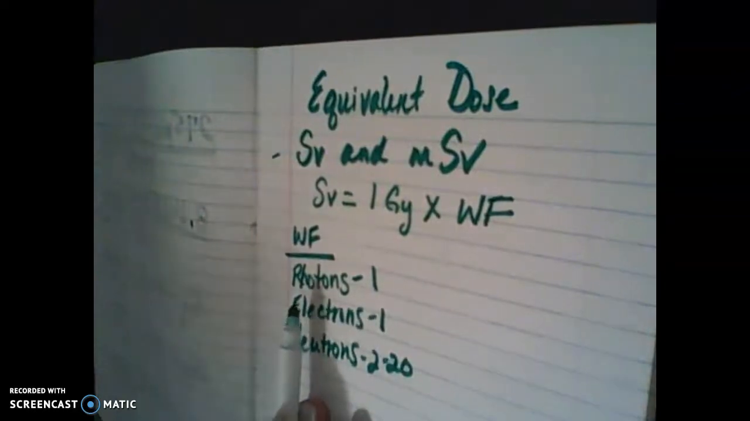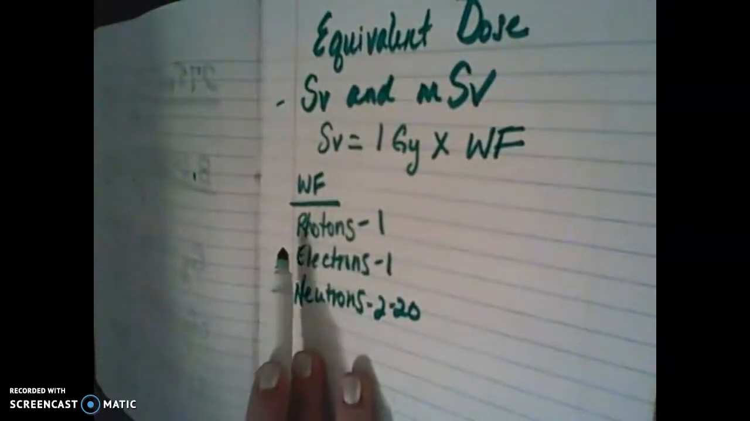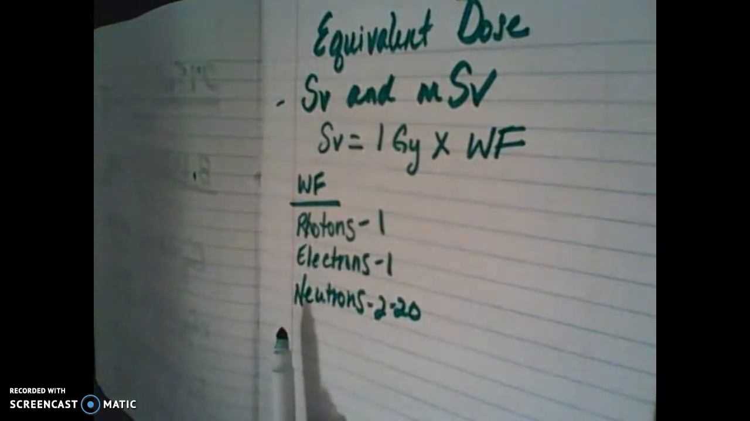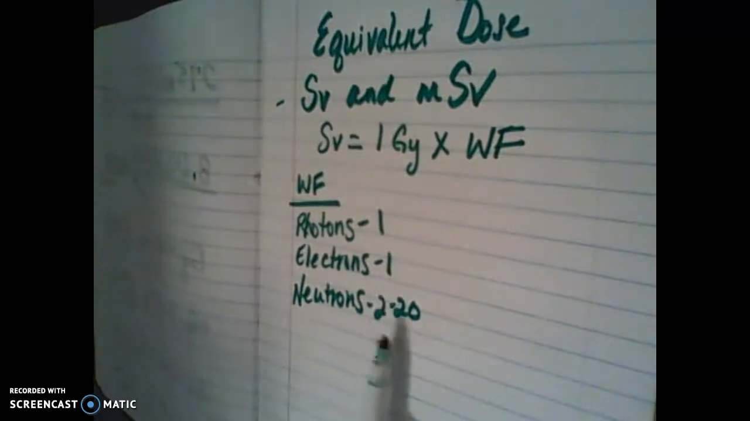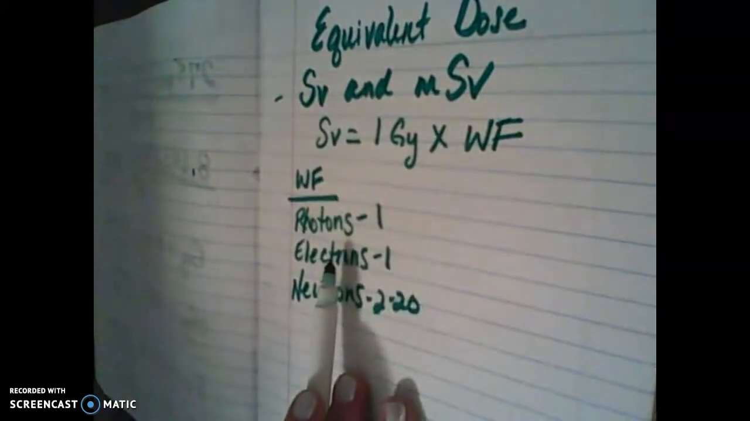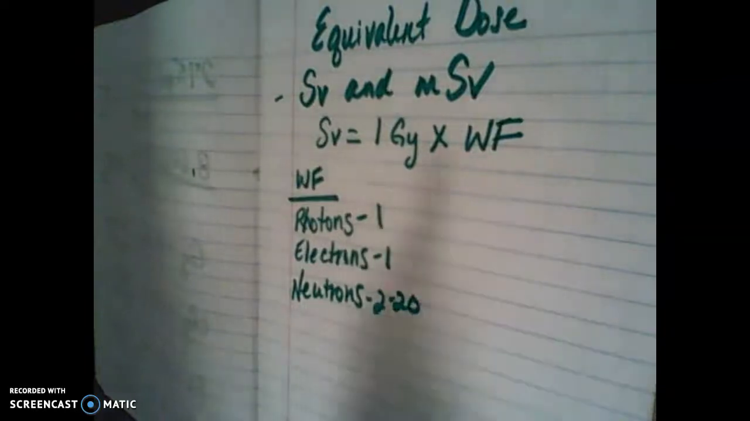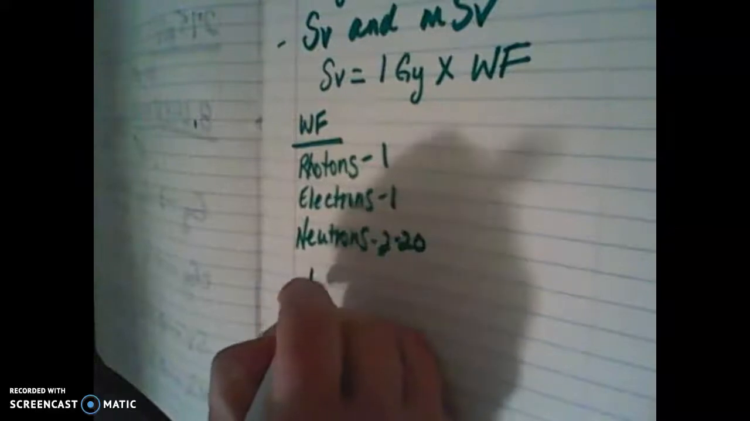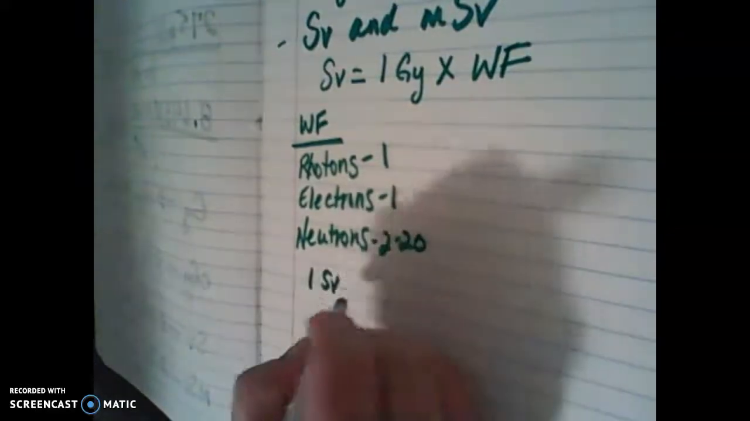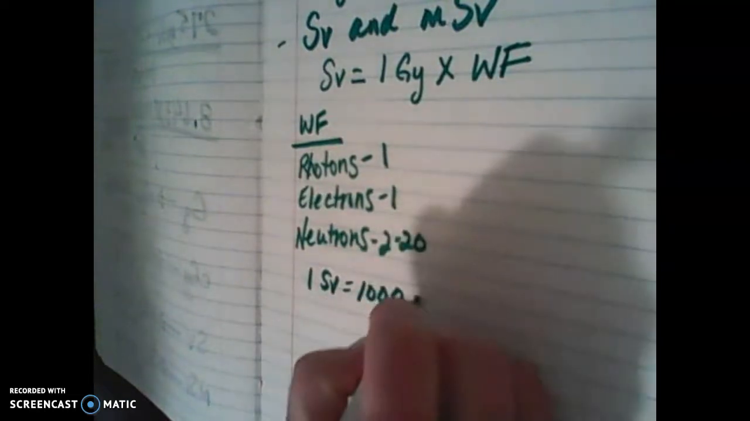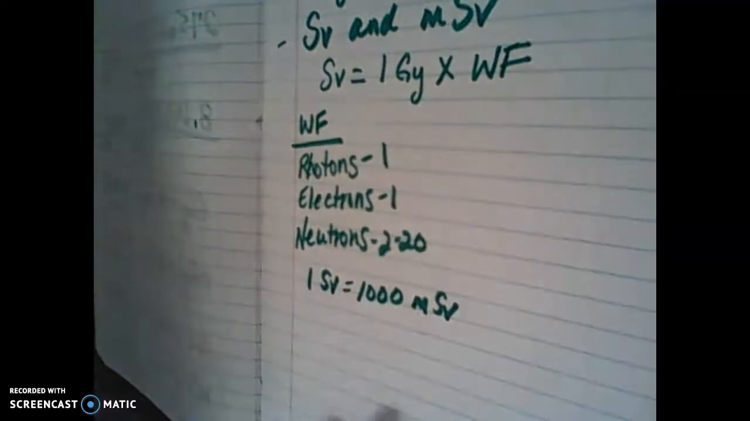Okay? So if we go back and look at our weighting factors, for photons, it's 1. For electrons, it's 1. For neutrons, it can be anywhere between 2 to 20. So for the sake of the argument, let's talk about a weighting factor of 1. So photons and electrons. When you have 1 sievert, you have 1,000 millisievert. Okay?